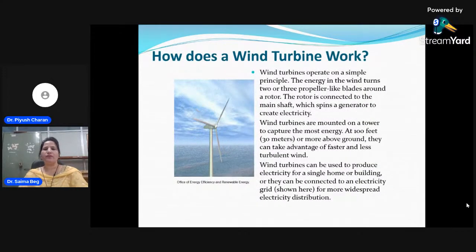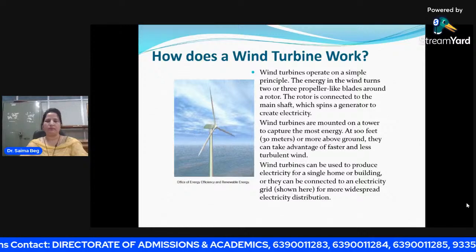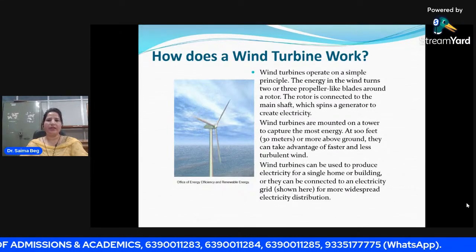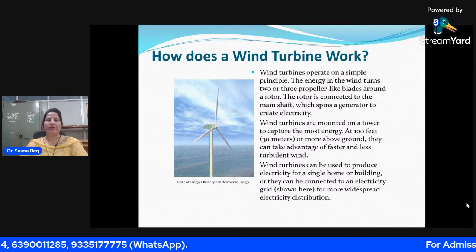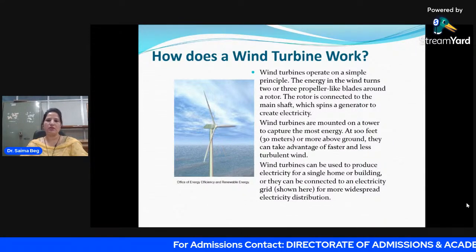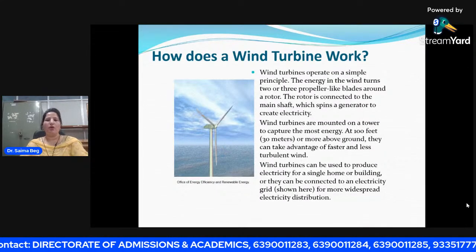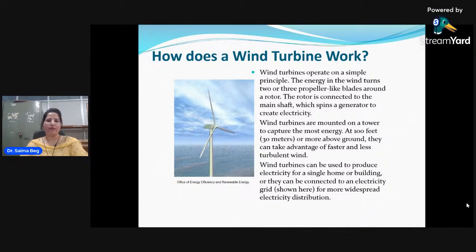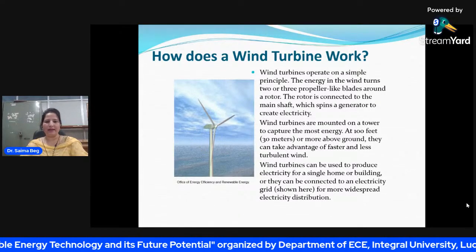So for the wind turbines, first of all, we see how wind turbines work. These wind turbines operate on a simple principle: the energy of the wind turns two or three propeller-like blades around a rotor. As you see from the picture, the rotor is connected to the main shaft, which spins a generator to create electricity. Wind turbines are mounted on a tower to capture the most energy, at 100 feet or 30 meters or above the ground, where they can take advantage of faster and less turbulent wind. Wind turbines can be used to produce electricity for a single home or building, or they can be connected to an electricity grid for more widespread electricity distribution.